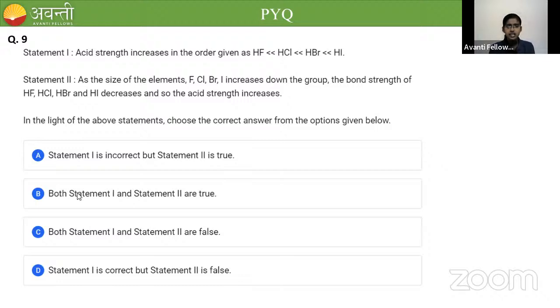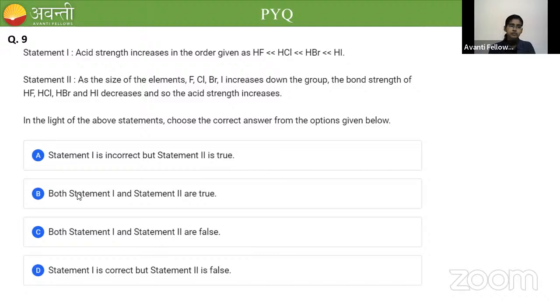Acid strength increases in the order given as. So statement 1 gives the acidic order of the acids of group 17. Just a few minutes before, we discussed that HI is the strong acid and HF is the weak acid. The acidity increases on moving down the group because the bond length will increase, right? So the order is correct.